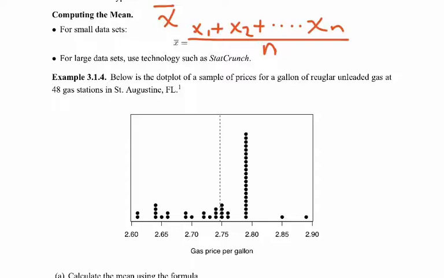Most of the time we're going to use StatCrunch. So when you're doing the homework, you're going to use StatCrunch to do that. And then, of course, if it's a test or something, we'll probably give you the mean and ask you to do something with it. So let's look at a quick example here.